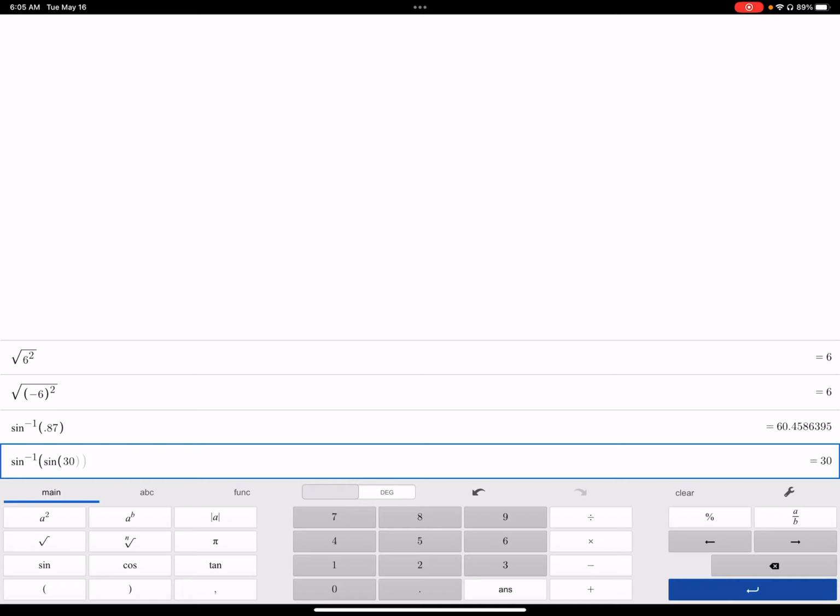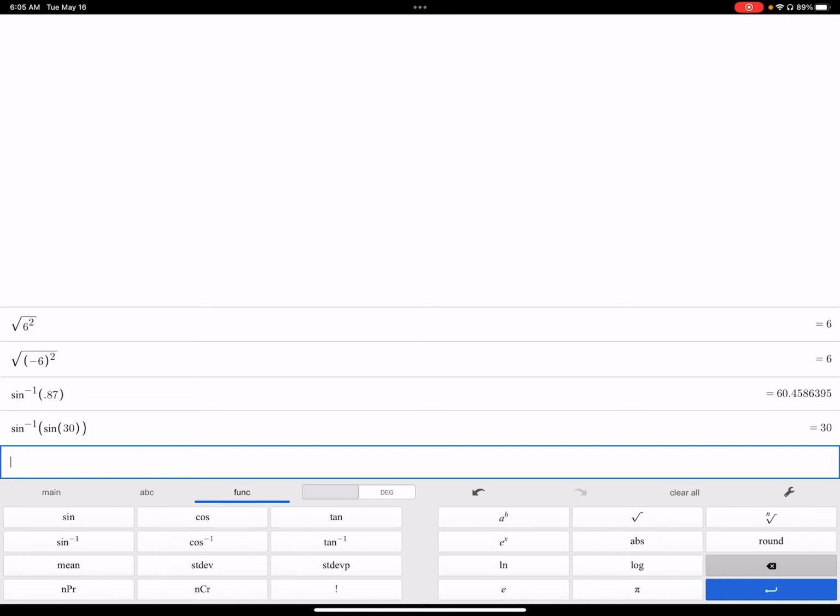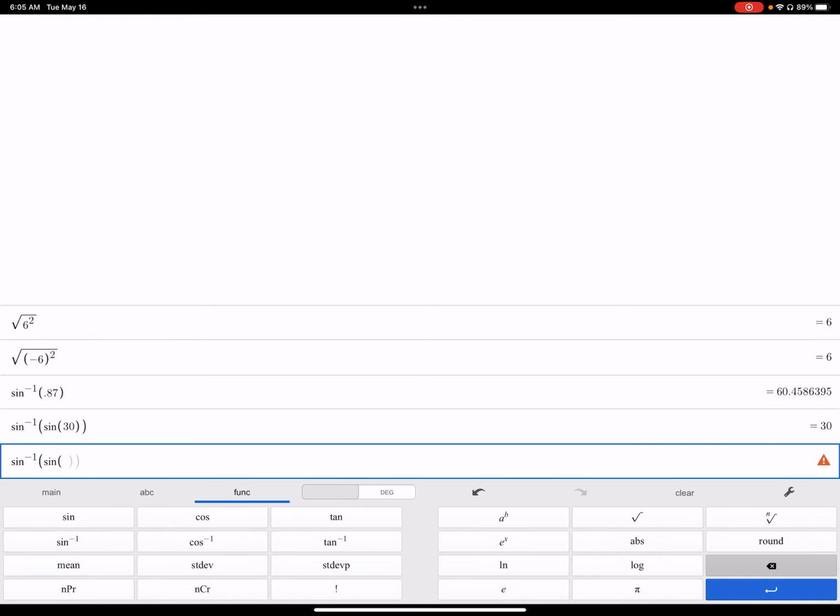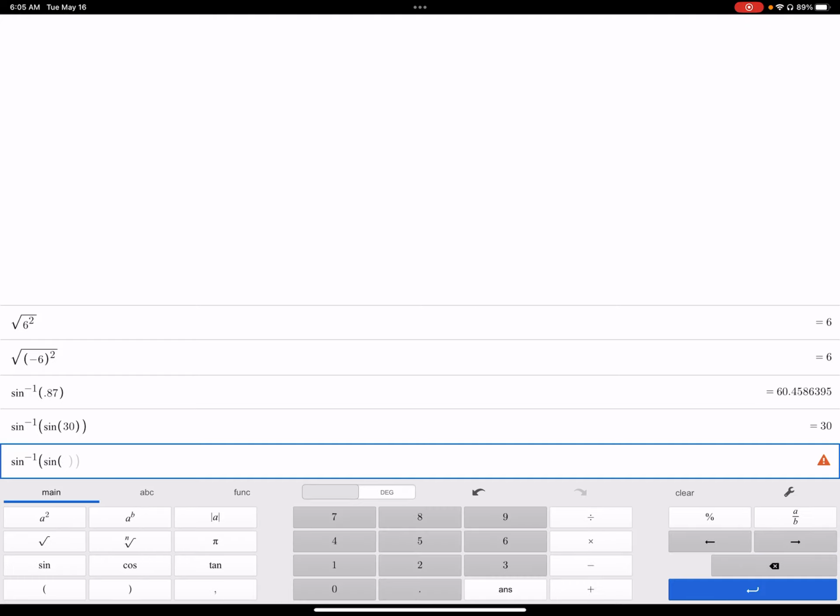But watch what happens now. I'm going to do the exact same thing. I'm going to put the inverse sine of the sine, but instead of putting 30, I'm going to put 150 degrees. And instead of just simply canceling out, it still gives me 30 back. Why did it do that? The reason is that 150 is outside of the output range for the inverse of sine, just like the negative numbers were outside of the output range for the square root function.